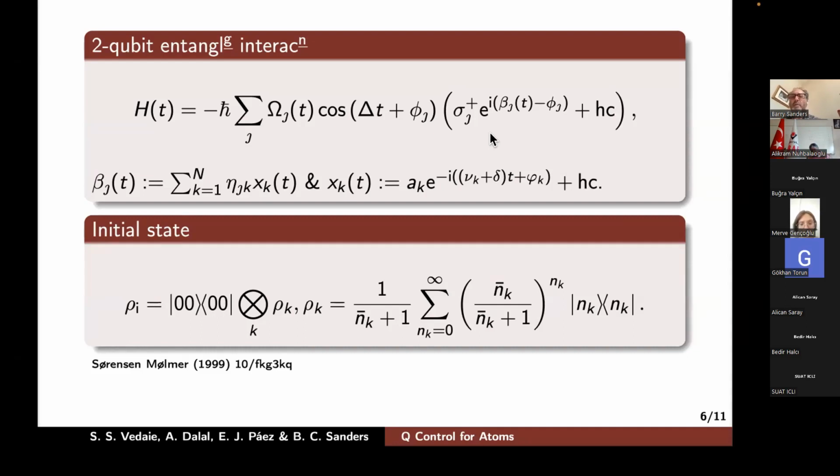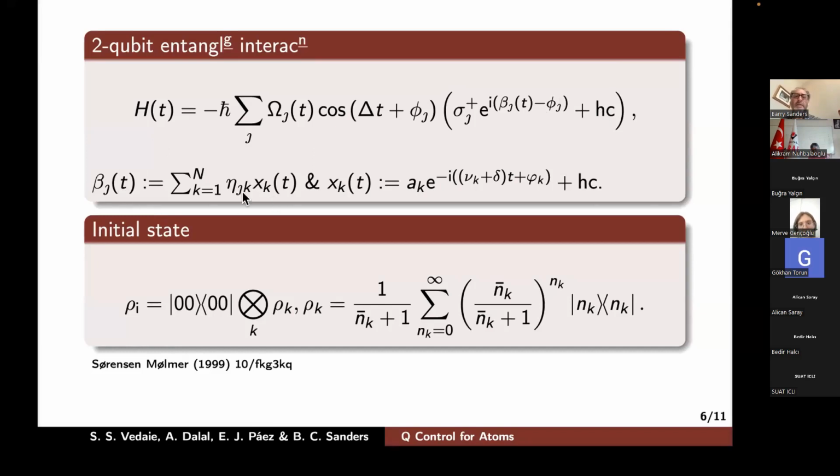And then we have e to the i beta j, where beta j is a position operator for the jth ion. In fact, we add here a detuning term that allows us to take into account laser drift, and then the phase term, and then this HC is the Hermitian conjugate. And I mentioned beta j of t is the position operator.